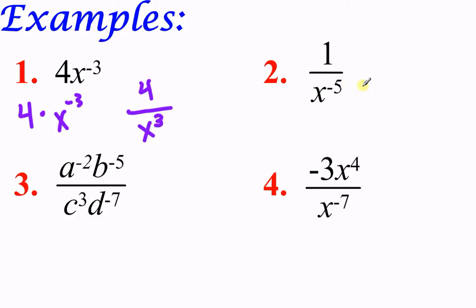In 2, we kind of just saw one like this. The negative power should rise to the top of the fraction, and now it's fifth. You can write it over 1 if you want to. It's just not needed, so we usually don't. But that would just be x to the fifth in its simplest form.